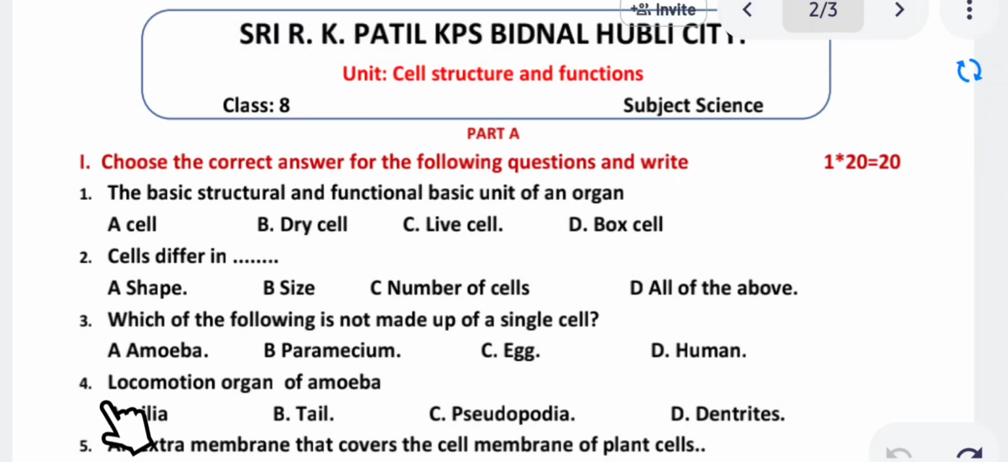Next, fourth question. Locomotory organ of amoeba is cilia, tail, pseudopodia, dendrites. Here the correct answer is pseudopodia, as the cilia are not present in the amoeba, tail is not present, and dendrites they are present in the neuron. Hence the answer is pseudopodia.